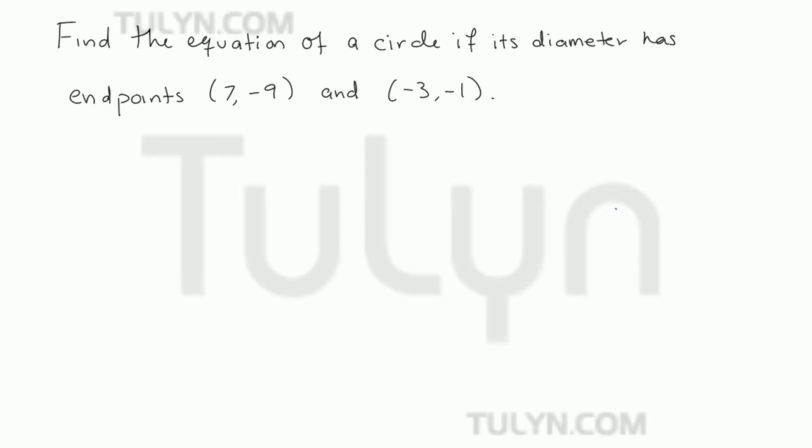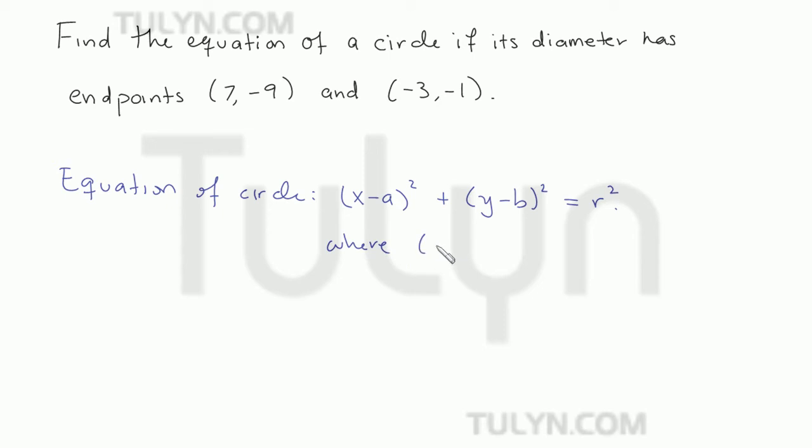Find the equation of a circle if its diameter has endpoints (7, -9) and (-3, -1). So the first thing we should do is recall what the equation of a circle is, right? The equation of a circle is (x - a)^2 + (y - b)^2 = r^2, where (a, b) are the coordinates of the center, and r is the radius of the circle.